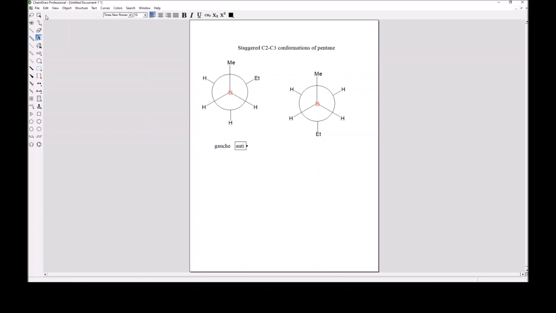And of the two, the anti is the lower energy state, and it's lower in energy not because of torsional strain. These have minimized torsional strain because they're staggered. That's what the staggered tells me. This is the lower energy state because it reduces the steric strain, that other type of strain that occurs when atoms start bumping into each other from across the molecule.